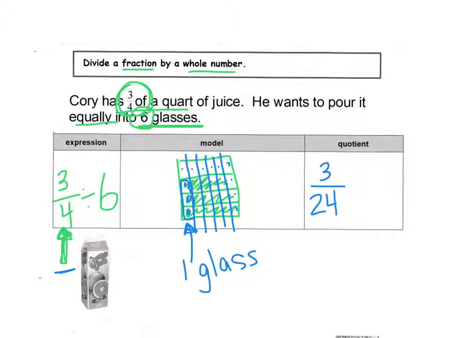Okay, so if you look at just one column, you can see what's colored. I had 3 parts out of the 24 parts all together in my rectangle. Okay, so we can simplify that fraction by dividing each number by 3. So it would simplify down to 1/8. That means that each glass will have 1/8 of a quart of juice.